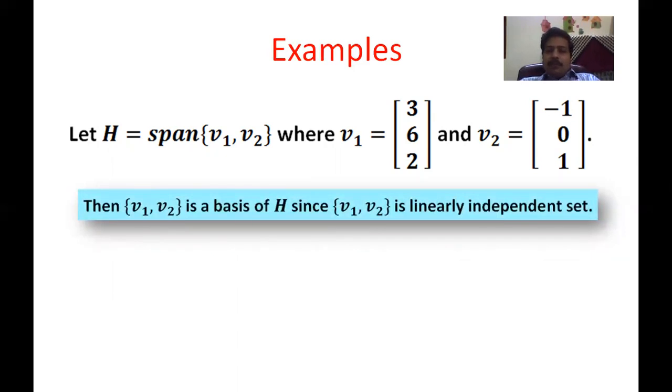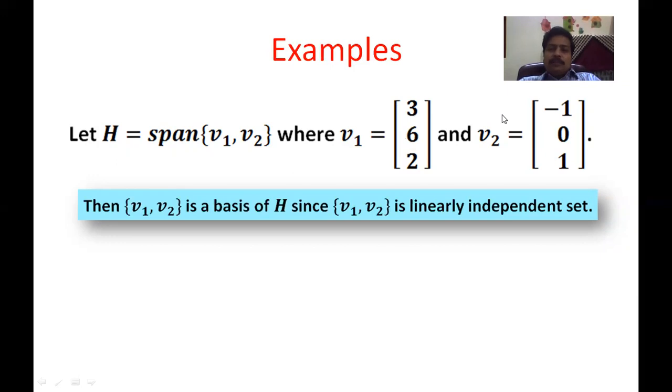Then V1 and V2 is a basis, since these two are linearly independent. How can we say that these two are linearly independent? Here, V1 is not a multiple of V2 and V2 is not a multiple of V1. Whenever two vectors are given, we can easily say that either they are linearly dependent or linearly independent by watching whether they are multiples of each other.